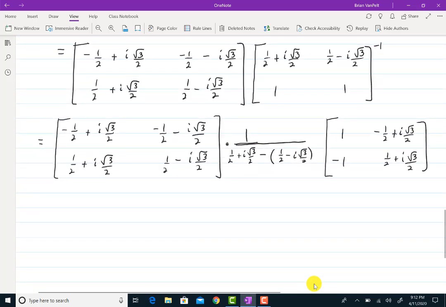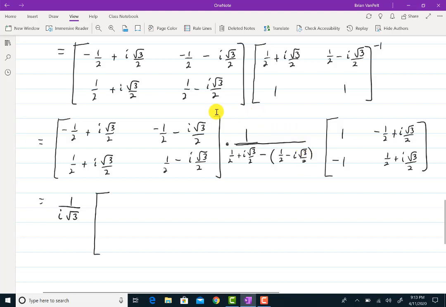And now let me simplify a little bit. Whatever this number turns out to be, I'm just going to throw it in the front. I see that the 1/2 cancels, so that's gone. i radical 3 over 2 plus i radical 3 over 2 is just i radical 3. So I'll have 1 over i times radical 3.